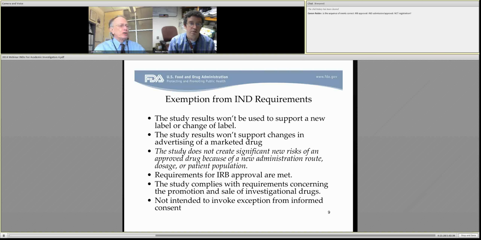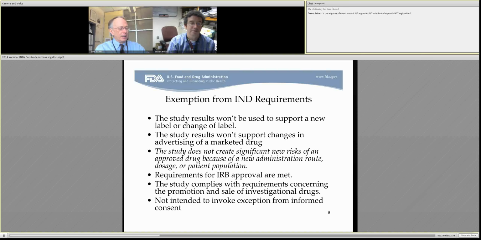The study results won't support changes in advertising of a marketed drug. That's usually pretty easy to agree to. Requirements for IRB approval are met. As you just mentioned, here's one of those maddening circles that we get into. We're saying you have to have IRB approval, and they're saying you have to have an IND. The study complies with requirements concerning the promotion and sale of investigational drugs. No problem. Not intended to invoke exemption from informed consent.